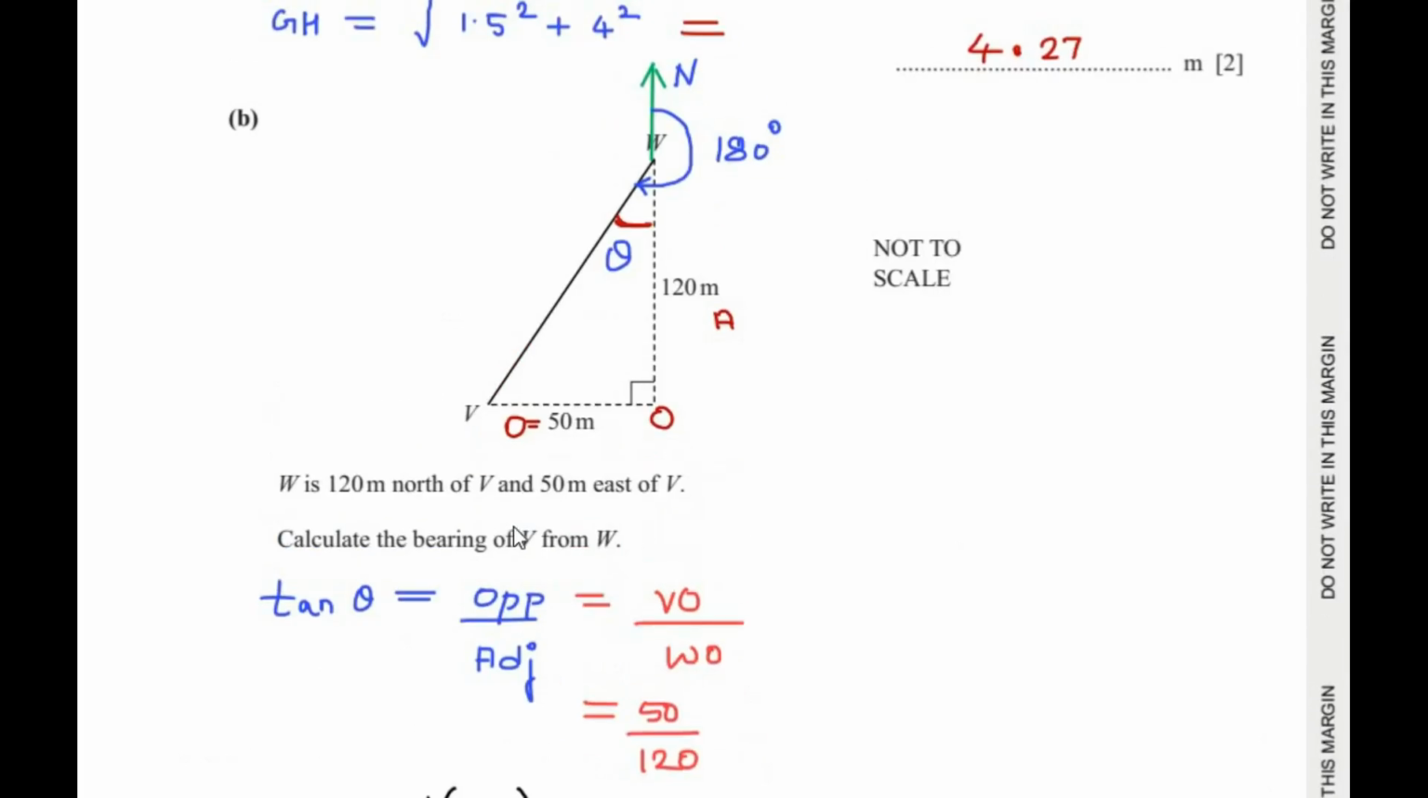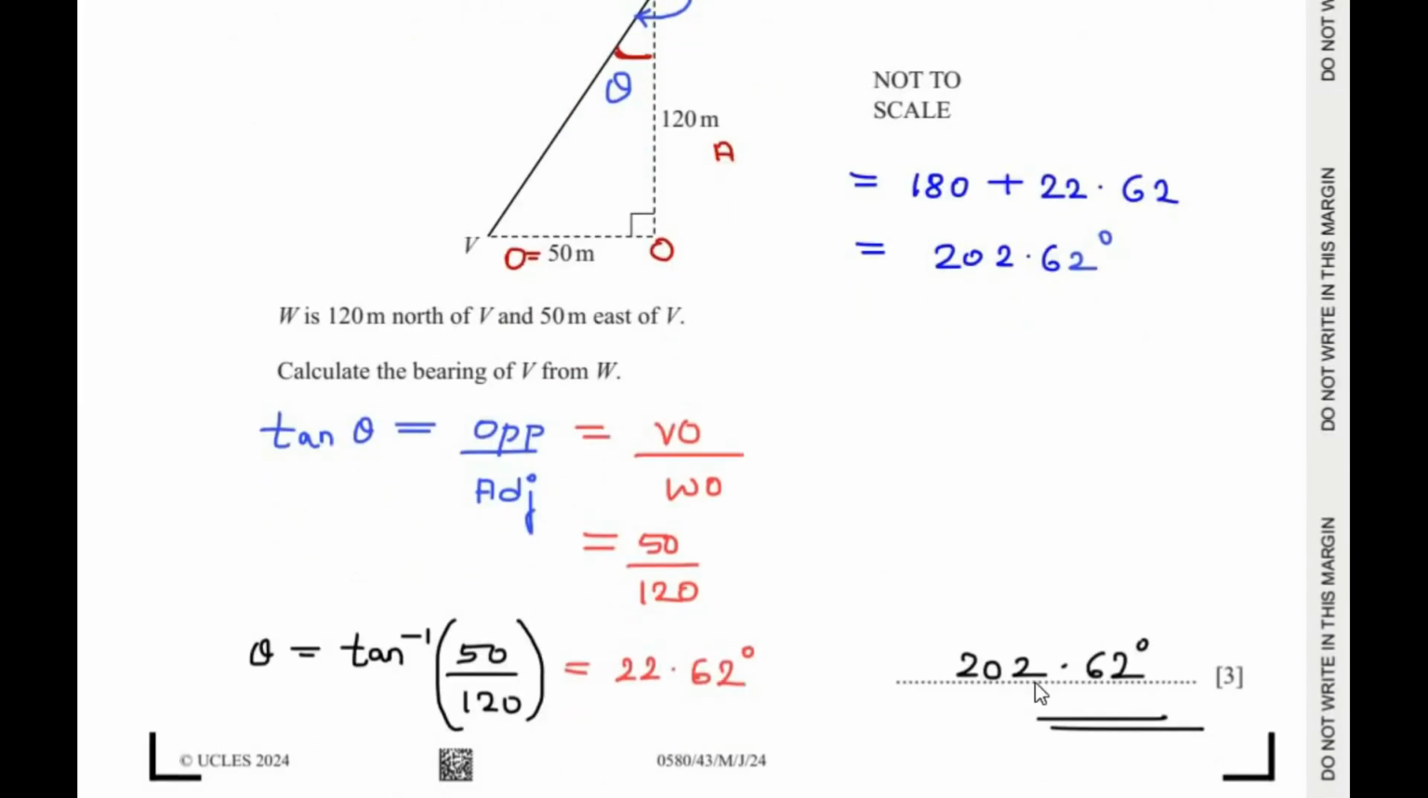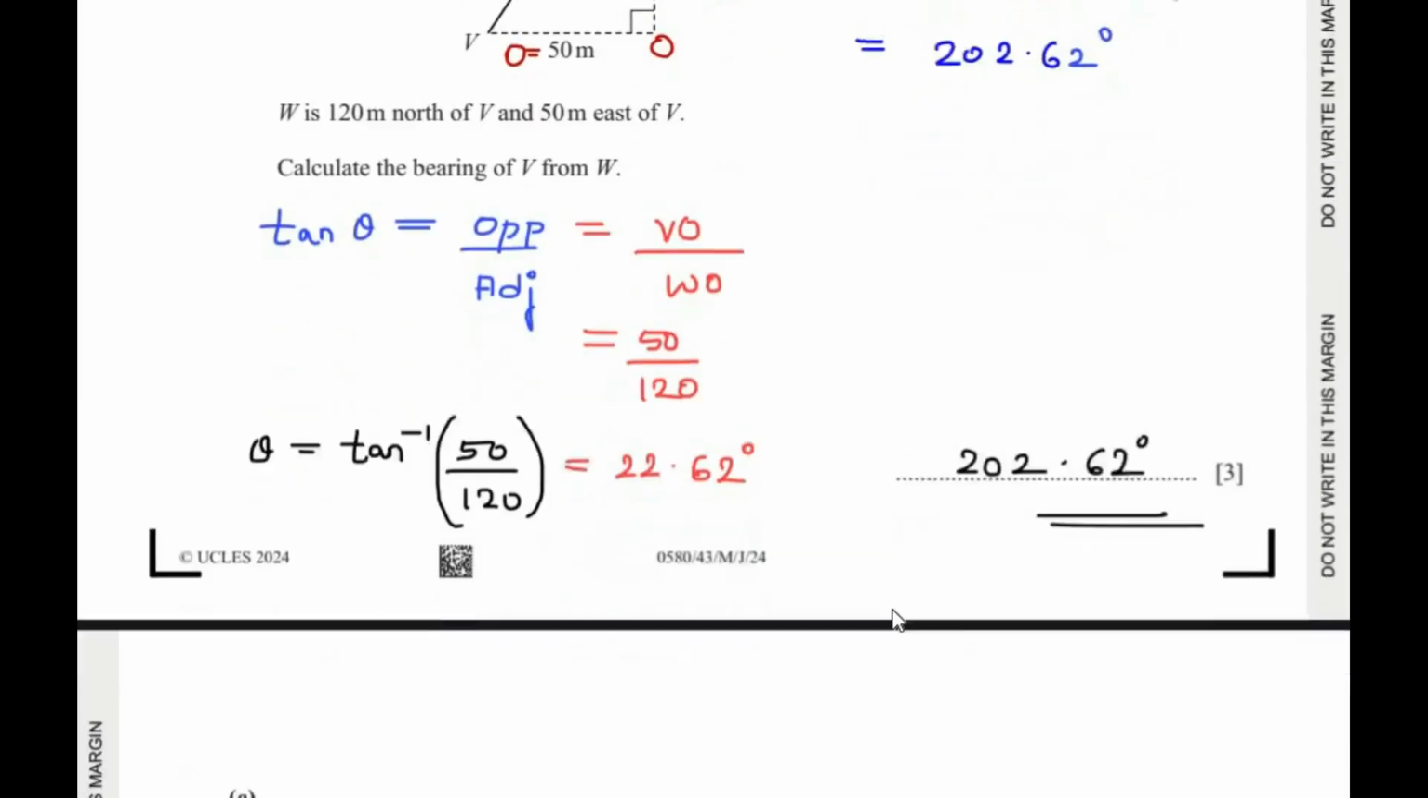Now since we need to find out the bearing of V from point W, we have to add this 180 degree that we got from the straight line with the small angle theta. So here we have written 180 plus 22.62. This will give us 202.62 degree. So the bearing of V from W is 202.62. Now let us move on to the C sub question.